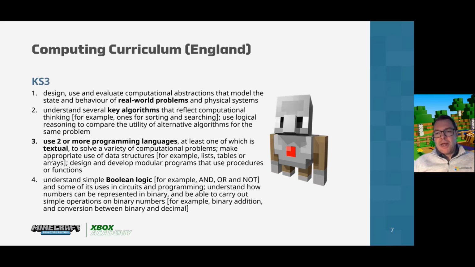And then when children start Key Stage 3, they're expected to be able to model the behavior of real-world problems, understand several key algorithms, use 2 or more programming languages, of which at least one is textual, and also be able to understand simple Boolean logic.